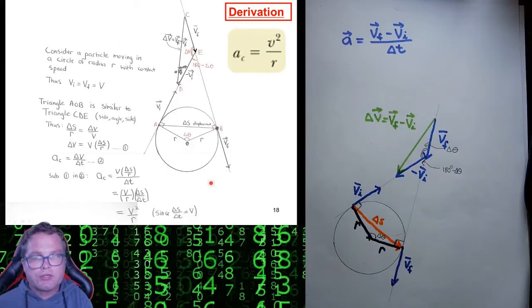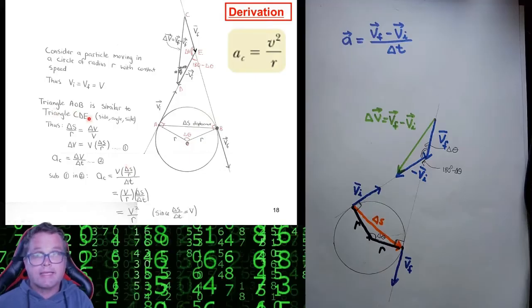And now what we're going to do is continue working with the sketch to derive this equation here for the centripetal acceleration. So the derivation says, consider a particle moving in a circle with radius r with constant speed, vi equals vf equals v. Because the speed is constant, it's unchanging, and we're just going to call it v. So we said our particle is moving in the circle.